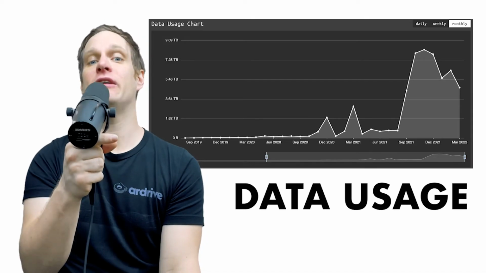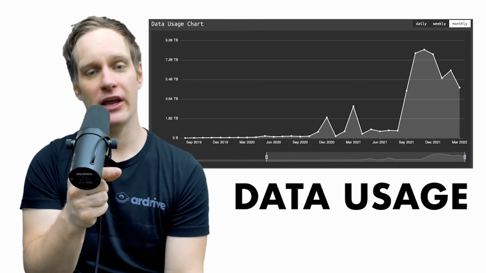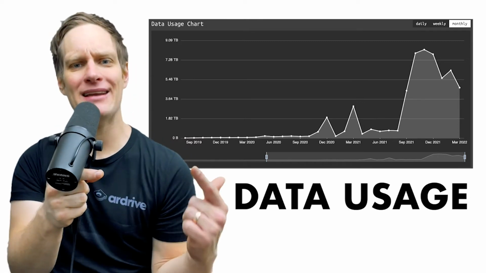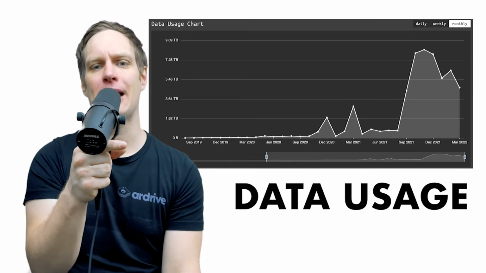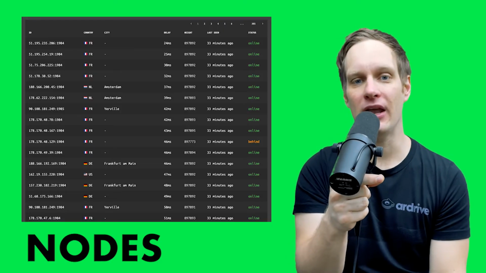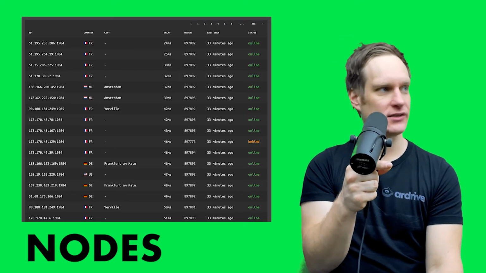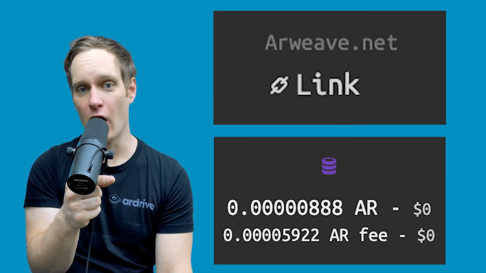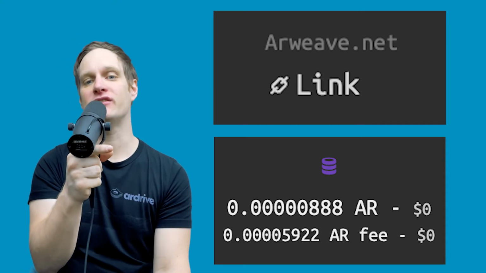There is a lot of other info VIEWBLOCK can show you as well, including the total amount of data stored daily, weekly, and monthly and all time on Arweave, how many nodes are operating, and details about your transactions. These details include the arweave.net link and the cost to store the data.